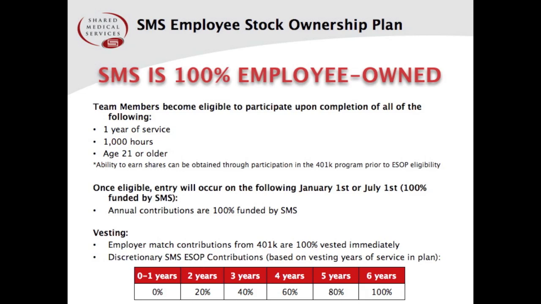An ESOP is a retirement plan that is designed to promote team members with an ownership interest in Shared Medical Services by investing in company stock. By meeting eligibility requirements for our ESOP, you become an SMS owner. Team members are provided with such ownership with no upfront cost. Team members become eligible to participate upon completion of 1 year of service, 1,000 hours, and after reaching age 21 or older. More information regarding the ESOP can be found on the SMS portal under the ESOP tab. There is a very helpful video that can be watched to explain the process.